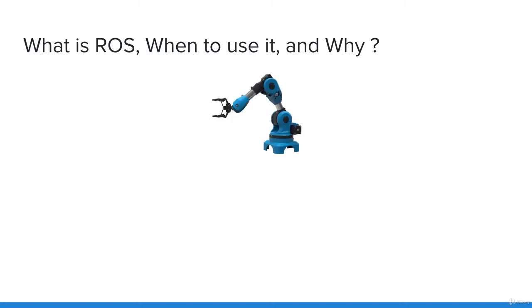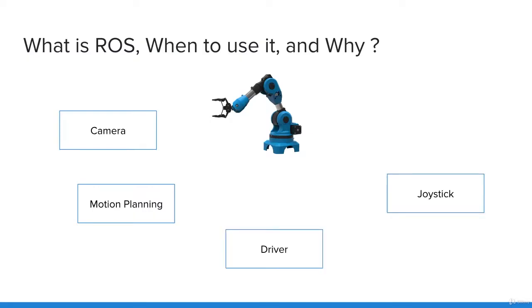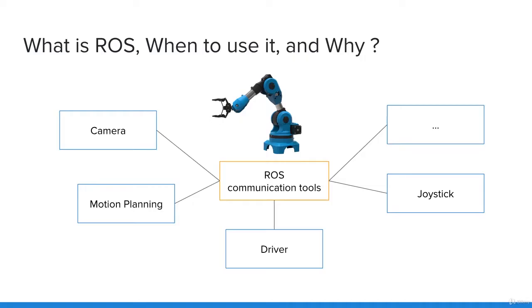Let's say that you are programming a robotic arm. You can create a subprogram called a node for your camera, another for the motion planning, another one for the hardware driver, another for the joystick, and so on. And each of those independent blocks will communicate with each other in a way that is powerful and scalable.